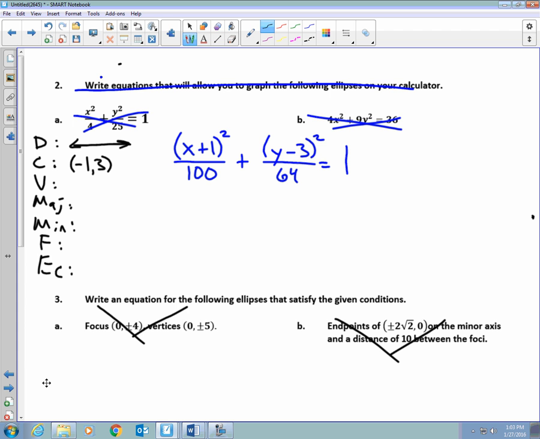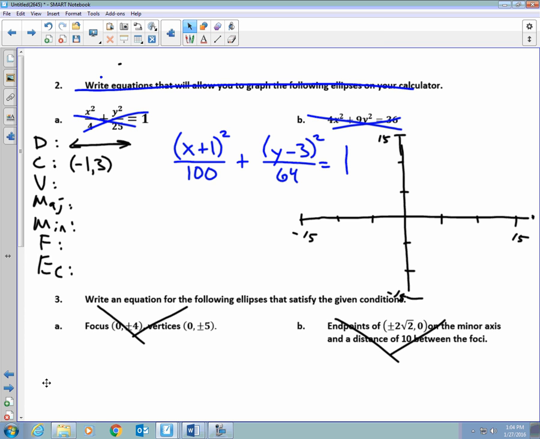And it looks like I'm going to be stretched 10 units in the horizontal direction. So I'm going to make a graph over here, and I'm going to just go by 5s, to 15. I'm going to plot my center, negative 1, positive 3. It's going to be a little bit tricky for us because we don't have all of our tick marks written down, but let's think about it.